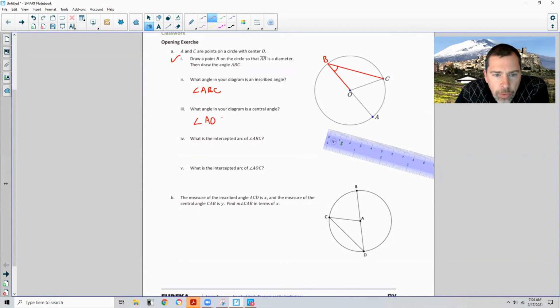Angle AOC. What is the intercepted arc of angle ABC? So here's angle ABC, and the intercepted arc is the arc that goes like so. And the reason for that is, of course, if I extended this red line out to A, then angle ABC forms this arc. So the intercepted arc of angle ABC is arc AC. What is the intercepted arc of angle AOC? Well, it's the same one. It's arc AC. Okay, anyway, that was that one. We're done.